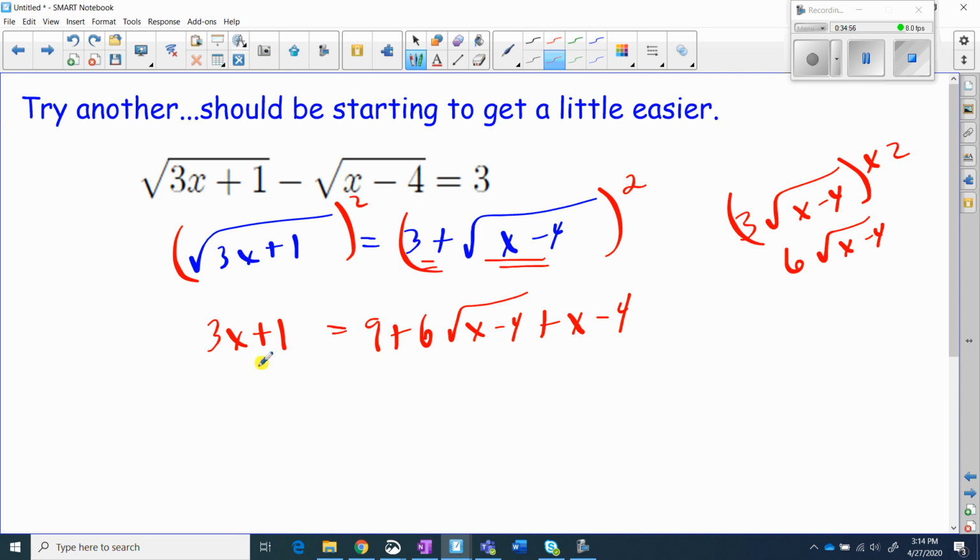So move everything to the other side. I've got 3x. I'm going to take away x. That'll give me 2x. I've got 1 over here, and I get 9 minus 4, which is 5. So I'm going to have to take away 5. That's going to give me 2x minus 4 equals 6 square root x minus 4.